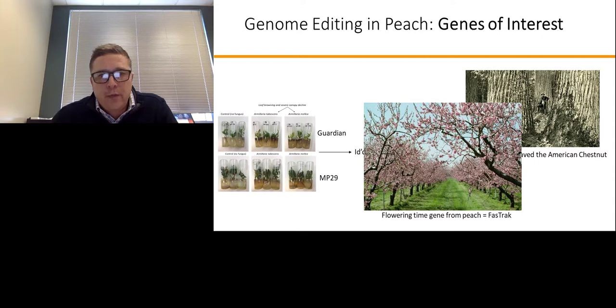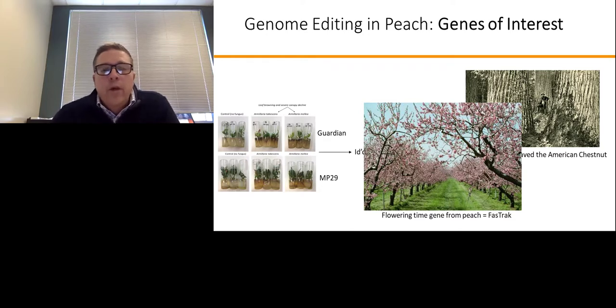And we found an interesting gene that is very active during the infection. And in the process of characterizing it, we believe that it is a primary factor in endowing resistance to Armillaria in MP29. So we've cloned this gene, and we're now testing it in the Guardian genome.